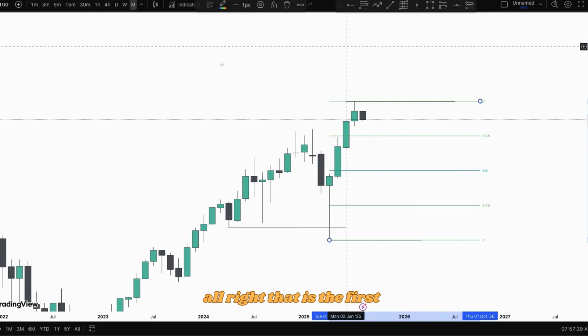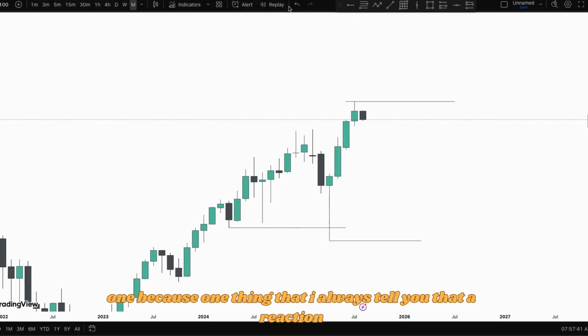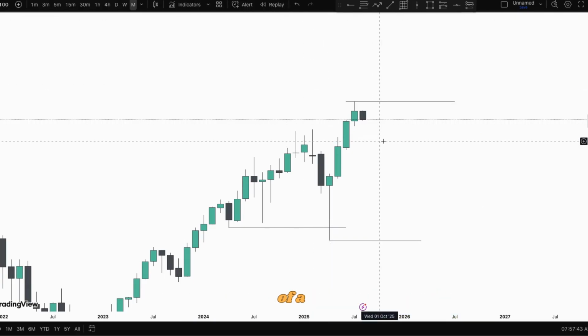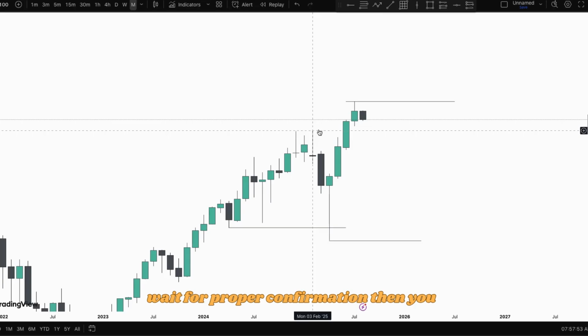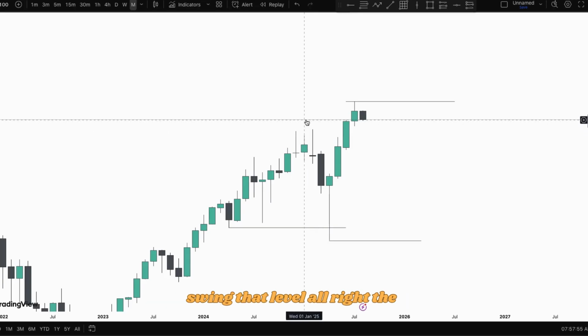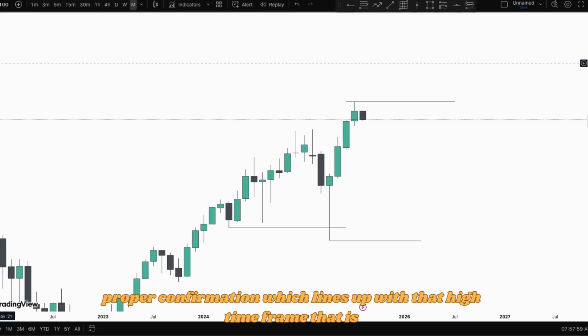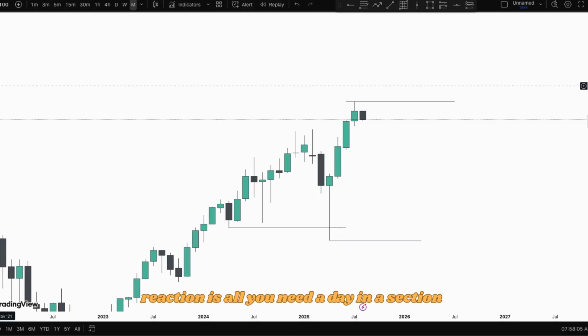All right, that is the first one, because one thing I always tell you is that a reaction off a high time frame level is all you need a day. A reaction is all you need a day. But if you want to swing, then you wait for proper confirmation, which lines up with that high time frame, and then you swing that level. That is what I meant to say. But on the lower time frame, a reaction is all you need a day in a session.